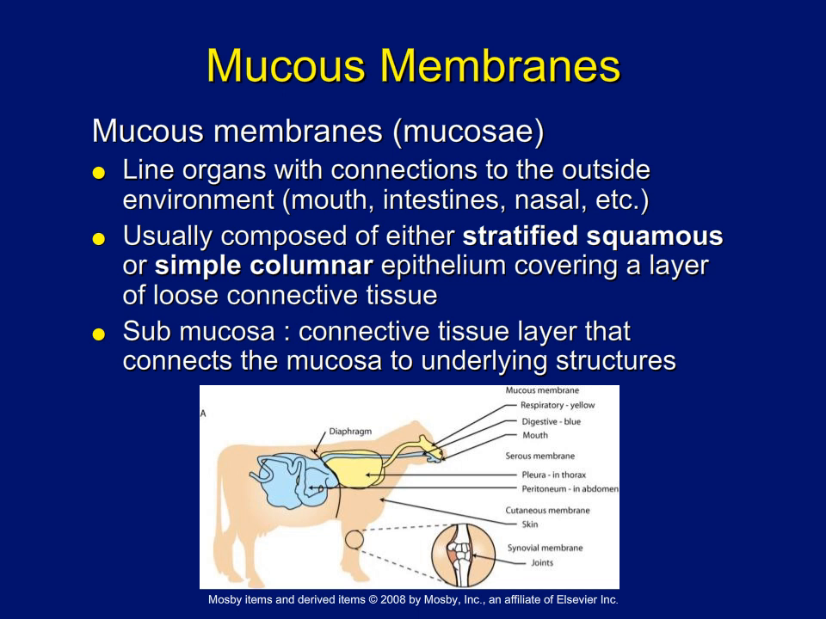And of course, one of the things the mucous membranes do is produce a lot of mucus. So we have epithelial cells in there that are producing lots of mucin, and this epithelial layer could be either stratified or it can also be simple. And beneath that we have a layer called the submucosa, and the submucosa is a connective tissue layer that connects the mucosa to the underlying structures.